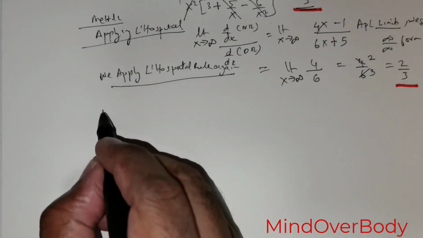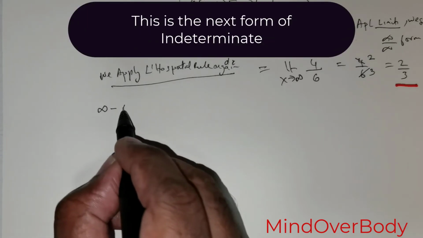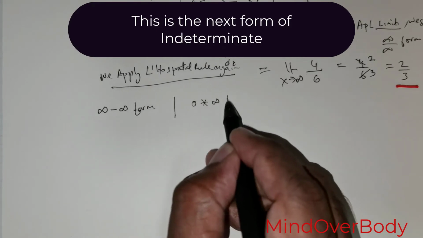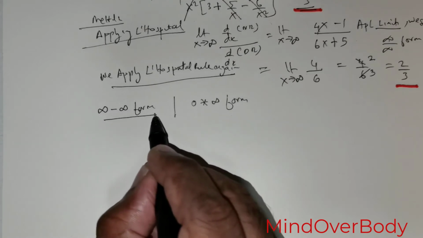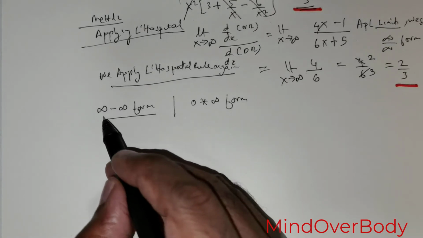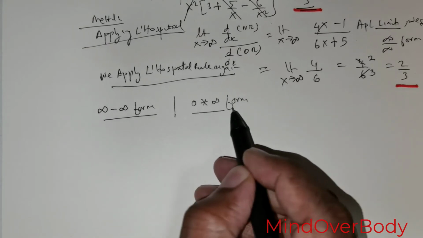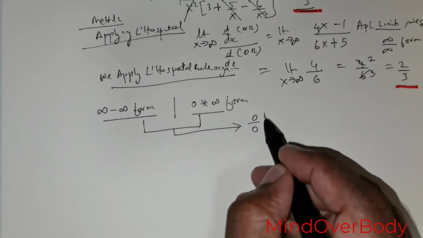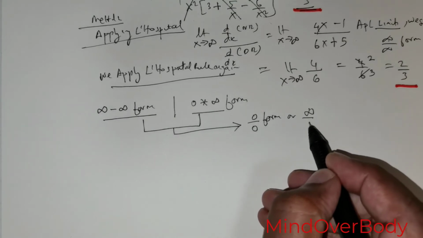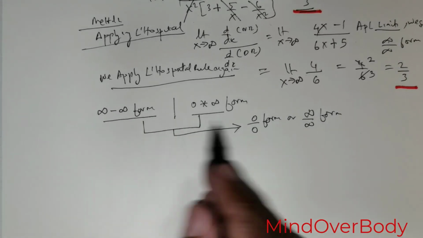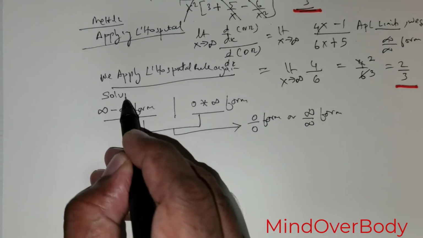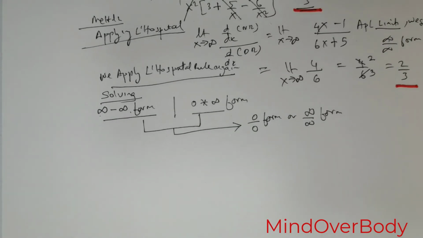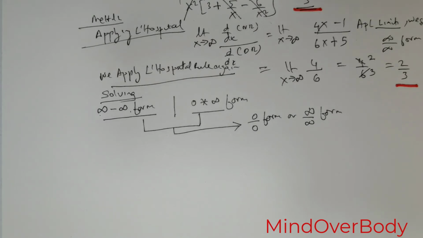Students, now we are going to be looking into questions which are leading us to infinity, negative infinity form and 0 times infinity form. So these are two different forms. Whenever you encounter either infinity, negative infinity form or 0 times infinity form, what you have to do is convert them into either 0 over 0 form or infinity over infinity form. That is the secret to solving questions of this nature, solving infinity, negative infinity form or 0 times infinity form.